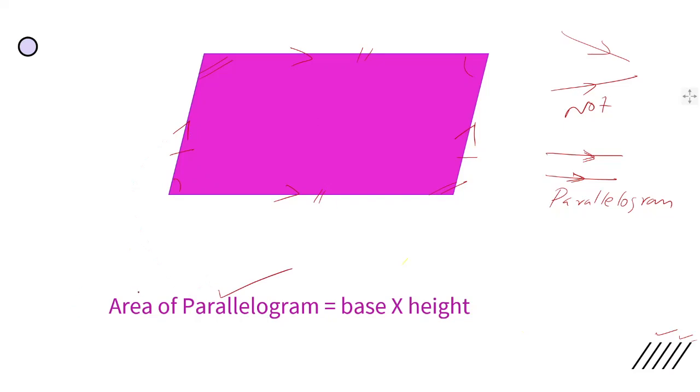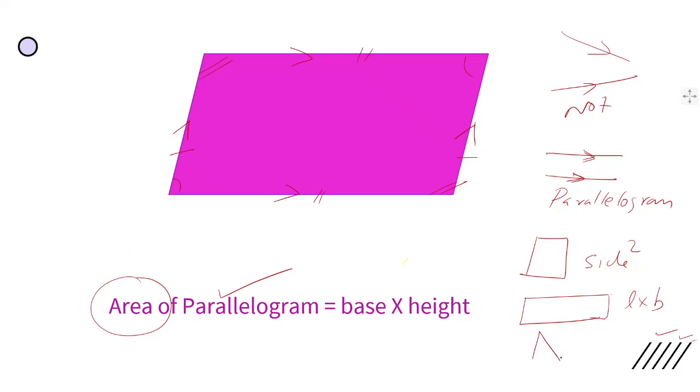Now we are going to study the area of a parallelogram. We know that for a square, the area is calculated by side square, as I already told. In the case of a rectangle, the area is calculated by length into breadth. In the case of a right-angled triangle, the area is half into the product of the sides making the right angle. And in any triangle, it is half into base into height. This much we know.